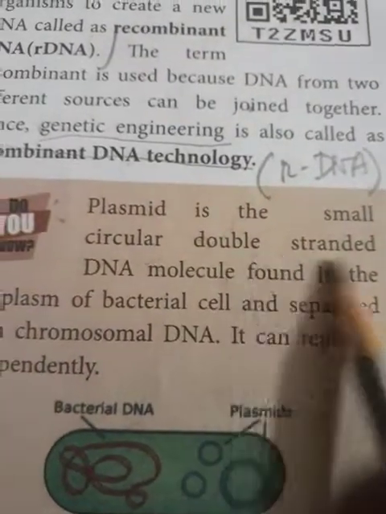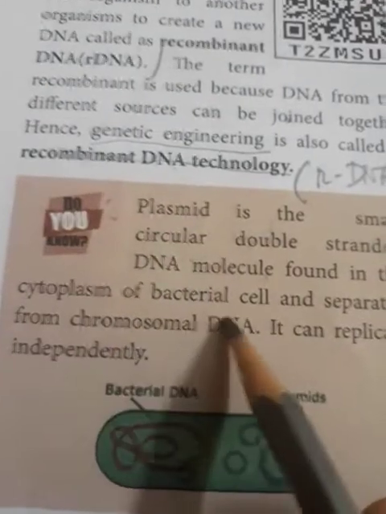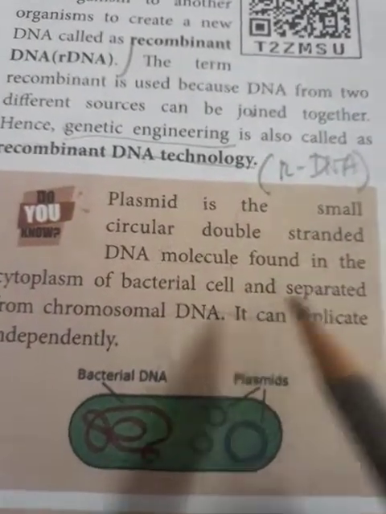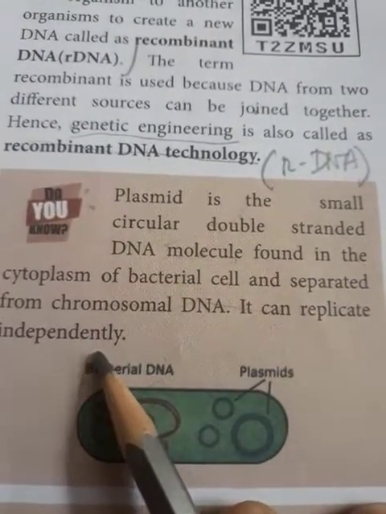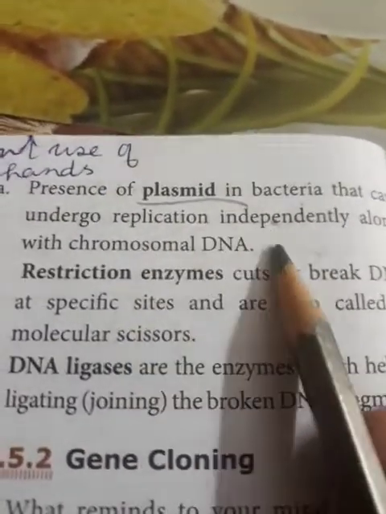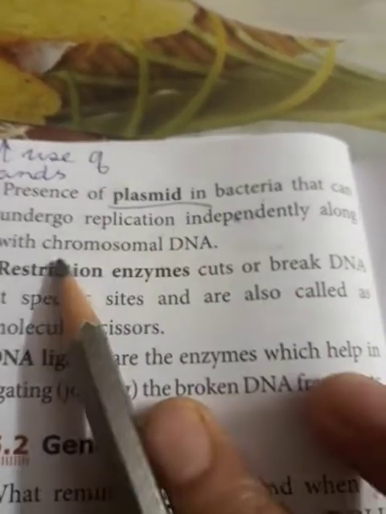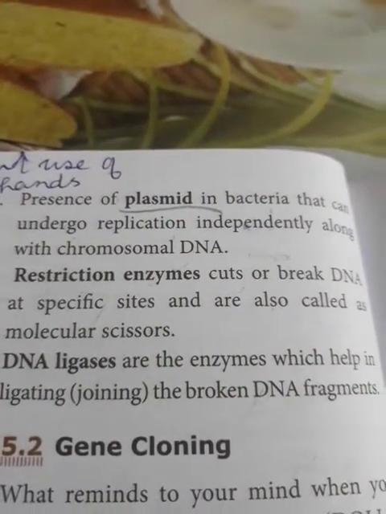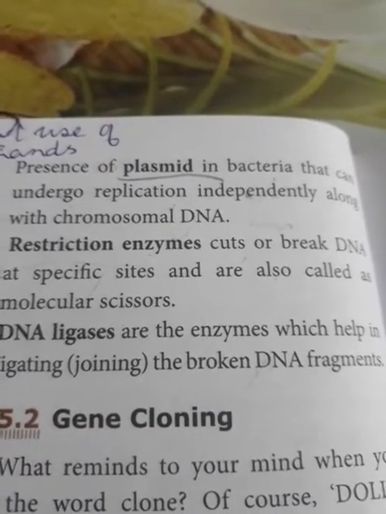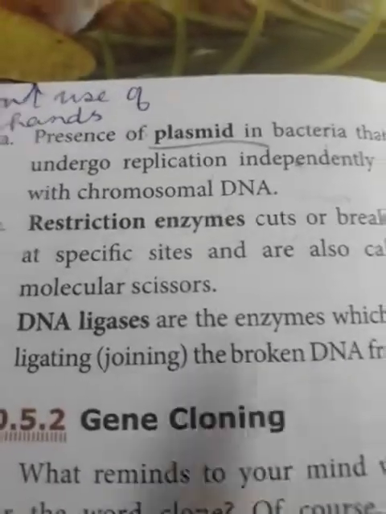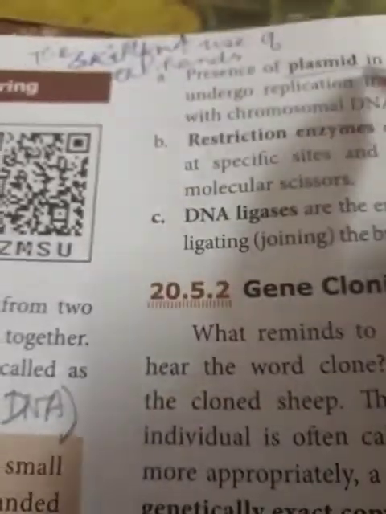So that is the definition of plasmid. Plasmid is a small circular double-stranded DNA molecule found in the cytoplasm of a bacterial cell, and it can be separated from the chromosomal DNA. It can replicate independently. The presence of plasmid in bacteria can undergo replication independently along with the chromosomal DNA. When the chromosomal DNA or nuclear DNA replicates, these plasmids also can replicate, but independently. So plasmid is needed.